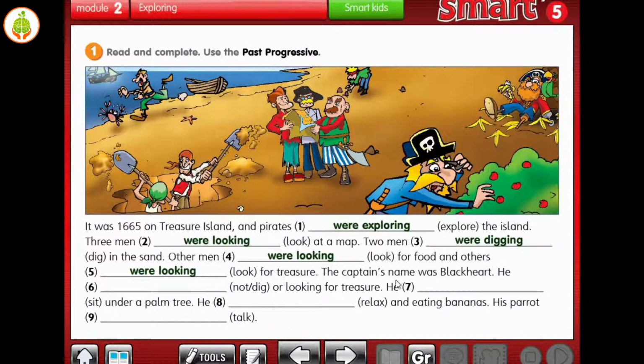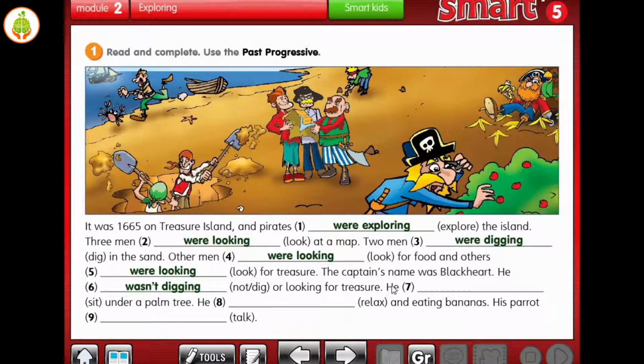Okay? The captain's name was Blackheart. He not dig or looking for treasure. So here we have negative. We are talking about the captain, right? A captain, he. So he's singular. So we're going he was. He wasn't digging. He wasn't digging or looking for treasure.